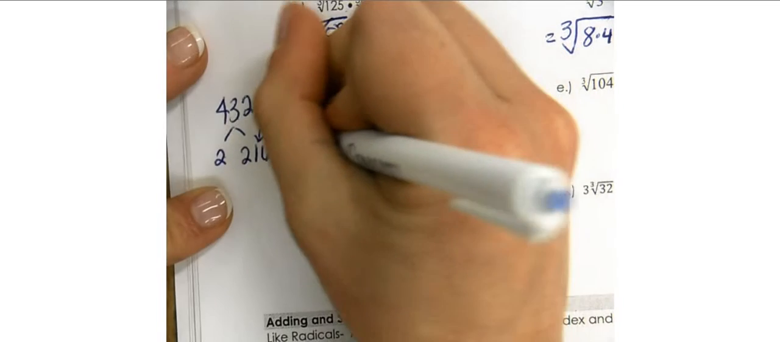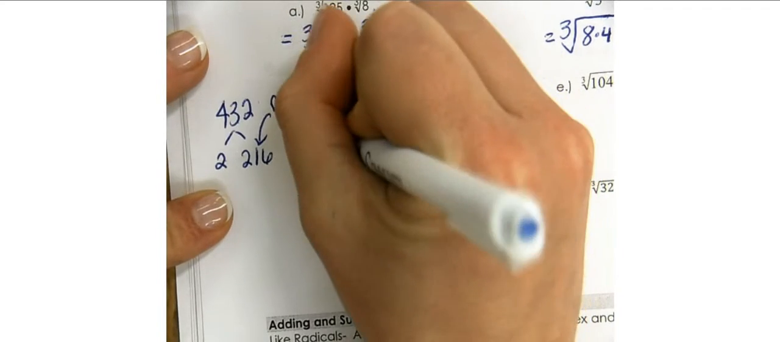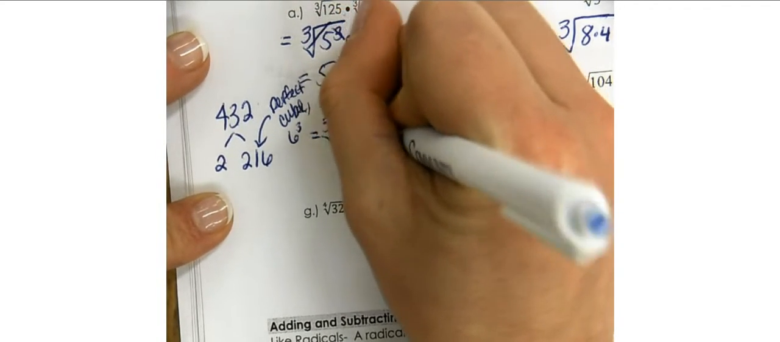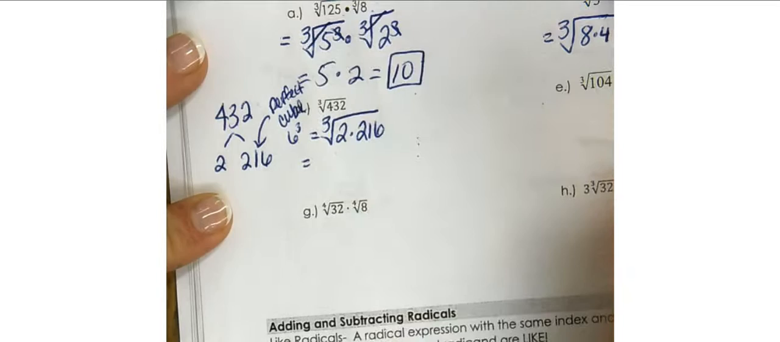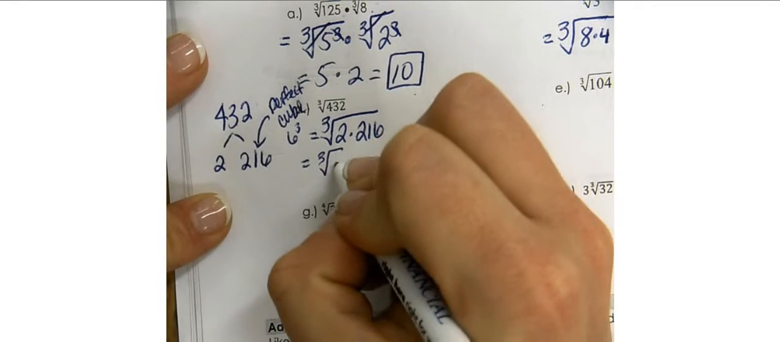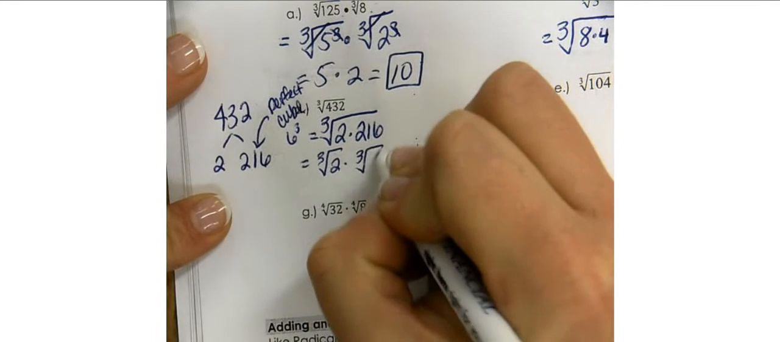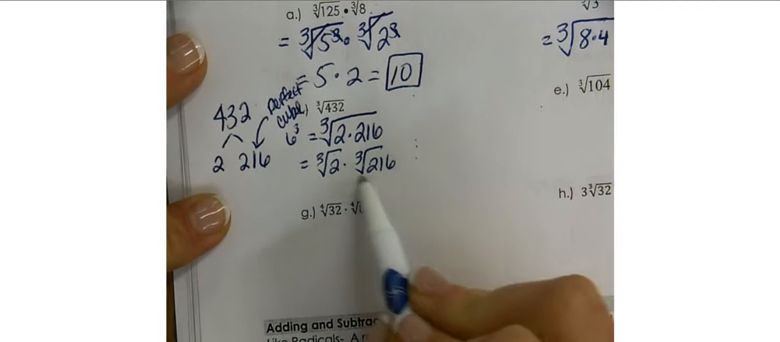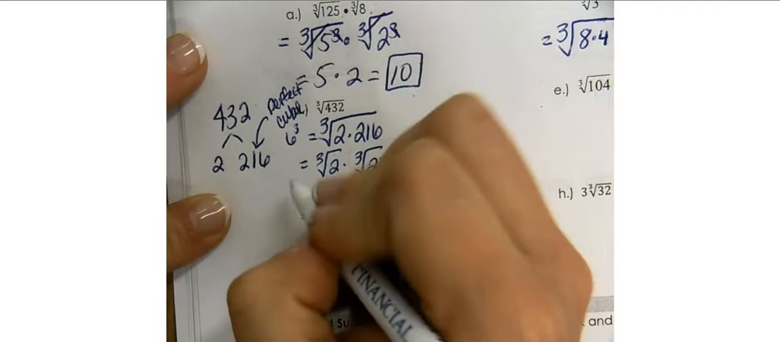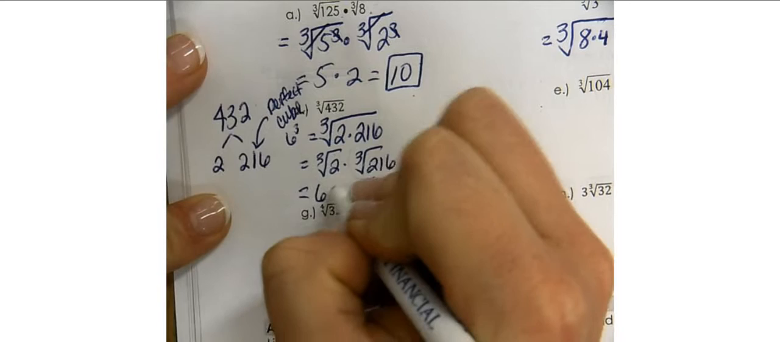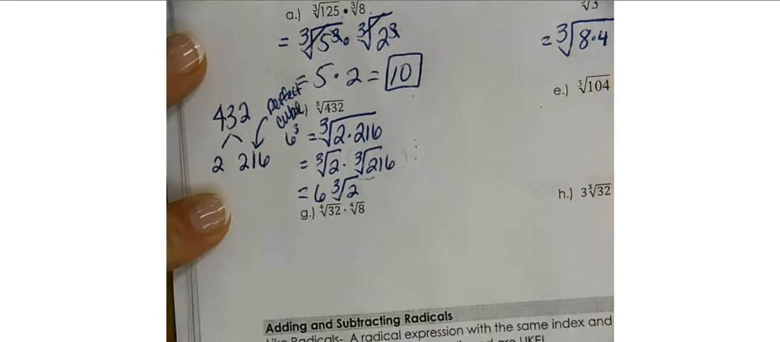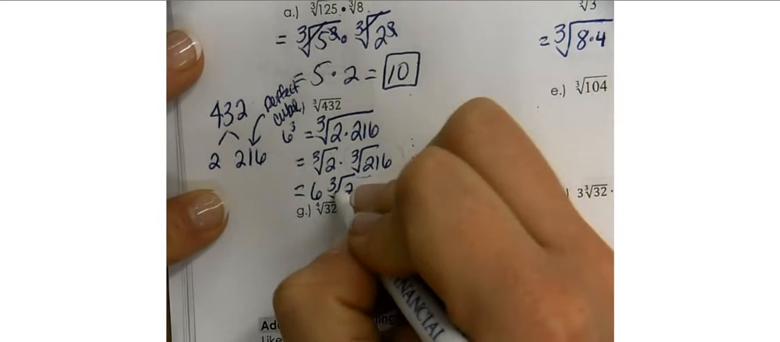So I'm going to rewrite this as the cube root of 2 times 216. And if you want, you can separate this into the cube root of 2 times the cube root of 216. And the cube root of 216, that's going to be 6. So this is 6 times the cube root of 2. And that is your answer.